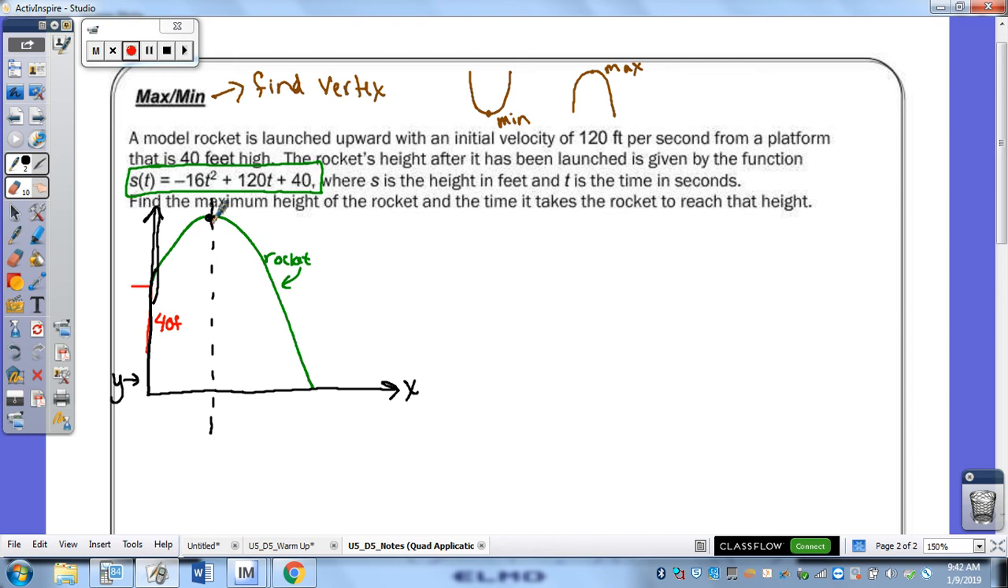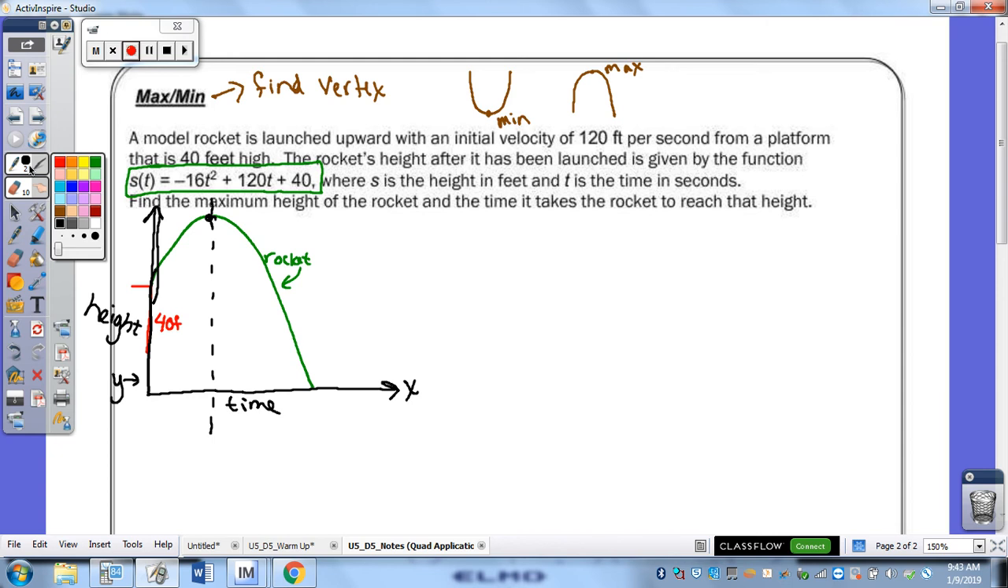We're trying to find this value here, that maximum value. They want to know what is that maximum height and when does the rocket reach that maximum height. So your x is always your time. So finding your x value of that vertex there is going to answer the question of when does it reach that maximum height. And your y value is always your height. So then we've got to figure out the y value in order to figure out what that maximum height is.